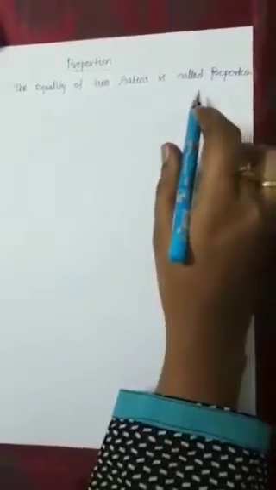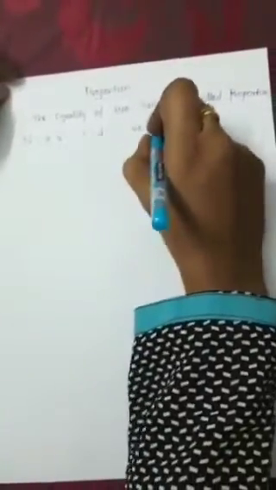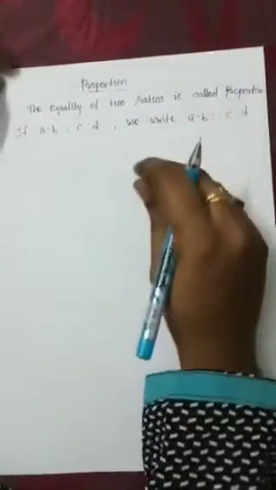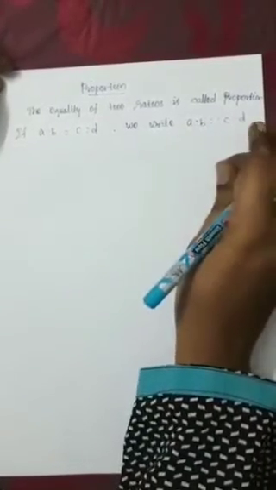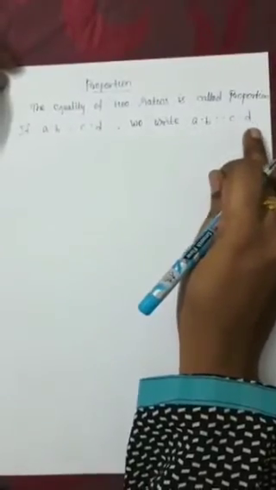We go to move on proportion. The equality of two ratios is called proportion. If A is to B is equal to C is to D, two equal ratios, we write A is to B is in proportion with C is to D. We say that A, B, C, D are in proportions. Here A and D are called extremes while B and C are called mean terms.